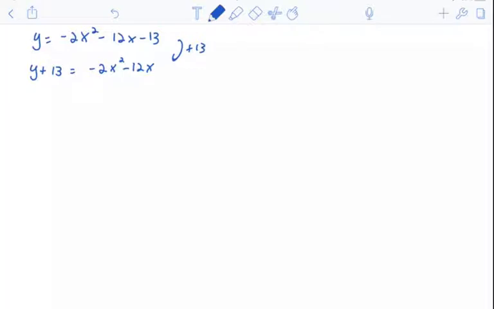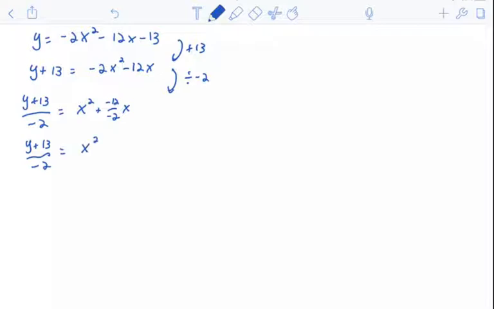And now I'm gonna divide both sides by minus 2. So it becomes x squared plus minus 12 divided by minus 2x, that's 6x. And now I complete the square on this. A squared is equal to 1. So b is equal to 6 over 2 times 1, so it's equal to 3. So b squared is equal to 9. So I have to have a 9 on the right-hand side to make that a perfect square.